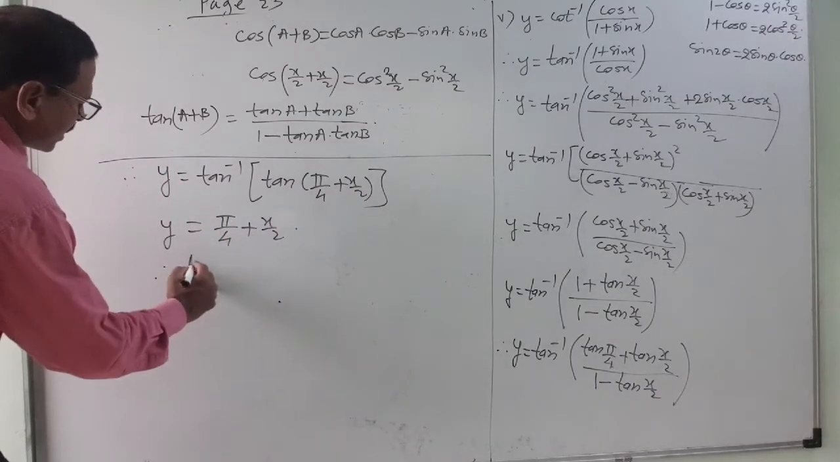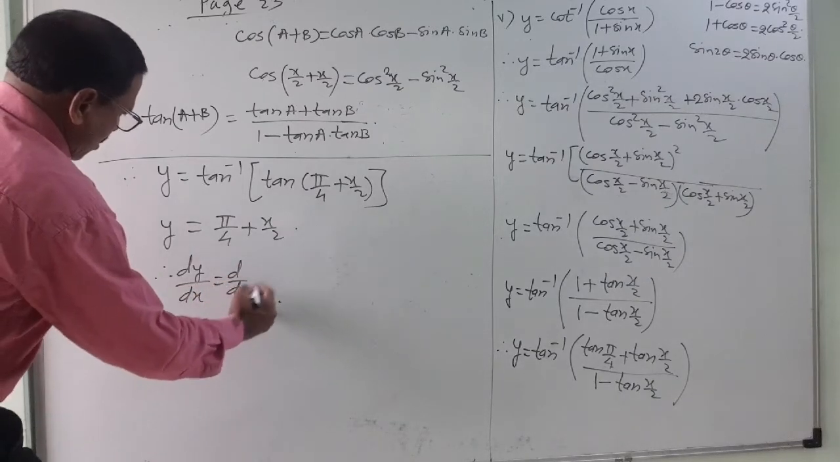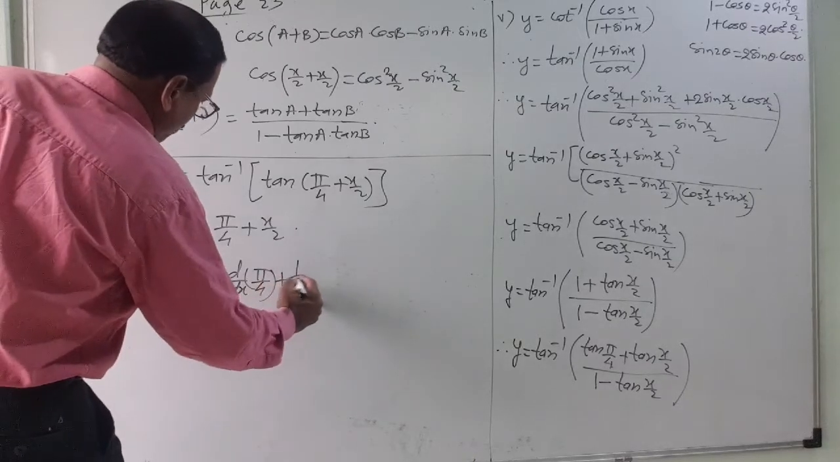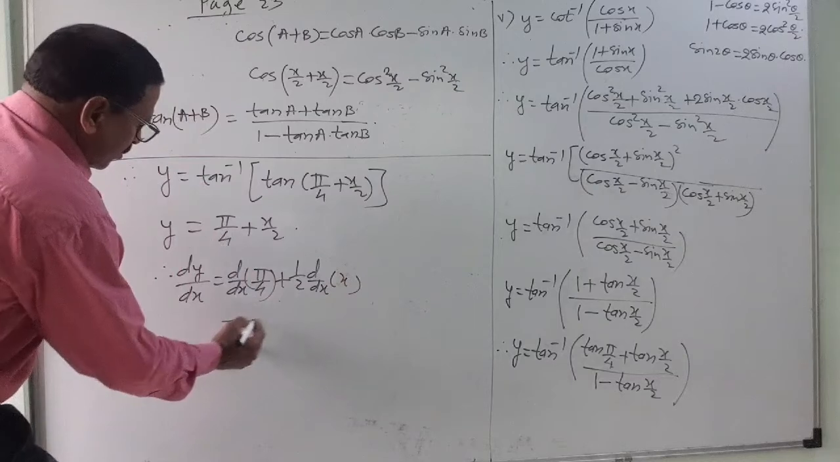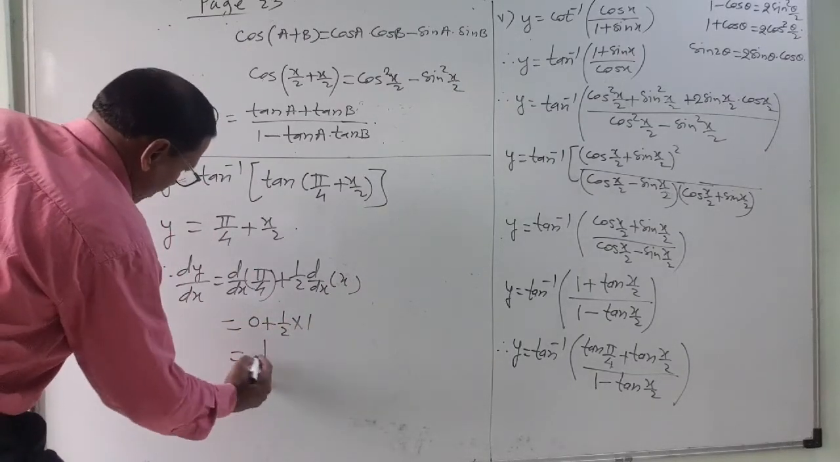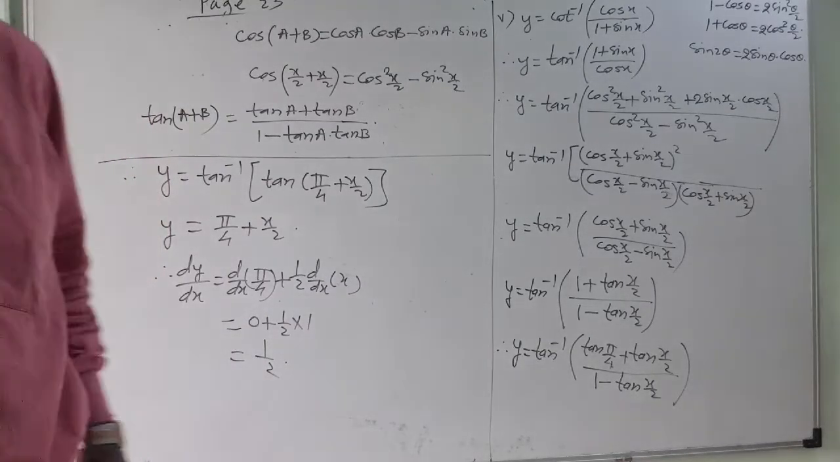Therefore, now I will take the derivative. dy by dx is equal to d by dx of pi by 4 plus 1 upon 2 into d by dx of x. That is equal to 0 plus 1 upon 2 into 1. That is equal to 1 upon 2. This is the derivative. This was a very, very important question.